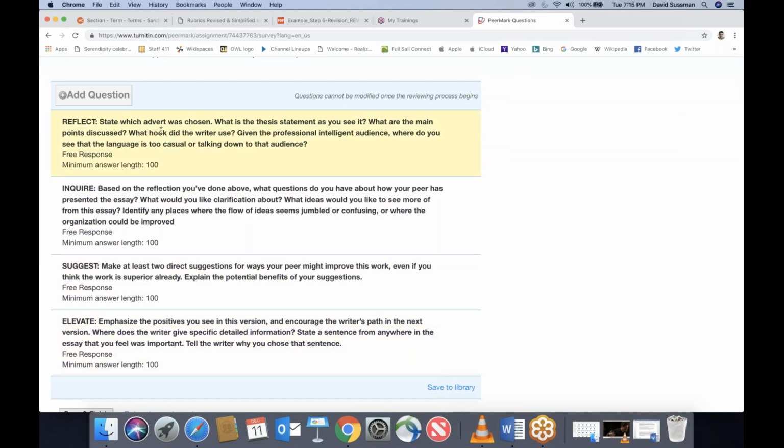Okay, so obviously I can't show you what it looks like from the student's end, but essentially you'll see 4 prompts. Okay, and each prompt has multiple questions. So you can see the first one is state which ad was chosen. That's pretty easy. So if your peer has chosen the McDonald's first day ad, your answer is McDonald's ad first day. What is the thesis as you see it? What are the main points? In other words, what are those 3 thesis points?